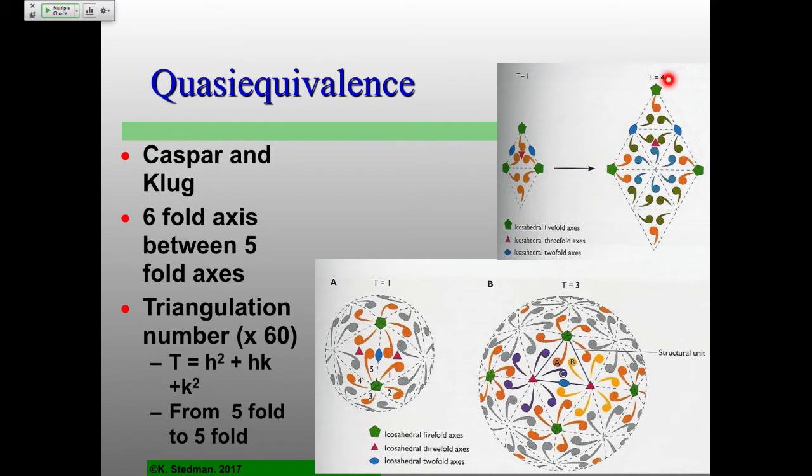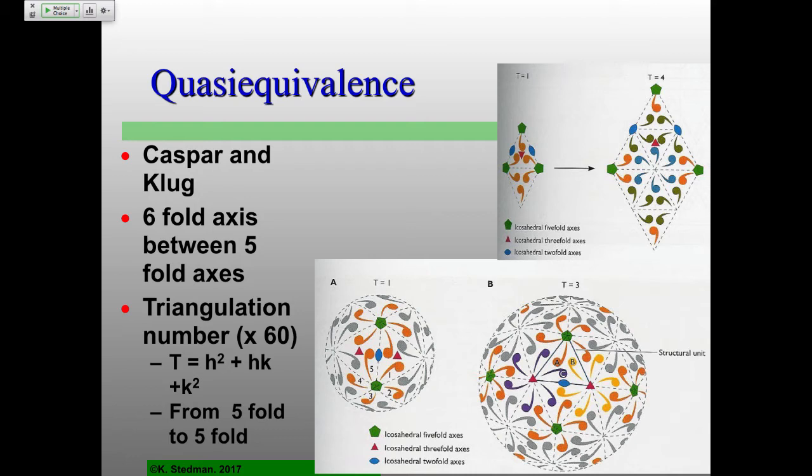Now, in this case, we've put a hexamer, probably the easiest place to look at is right here, hexamer between two of these five-fold axes of symmetry. So now, to get from five-fold axis to five-fold axis, we have to go 1, 2. Still on one axis. You haven't changed direction yet, right? So that'll be h is going to be equal to 2.